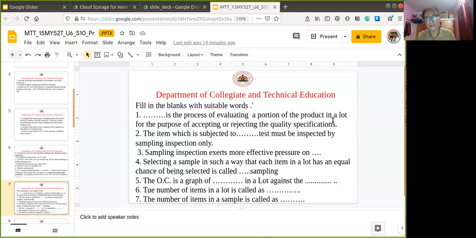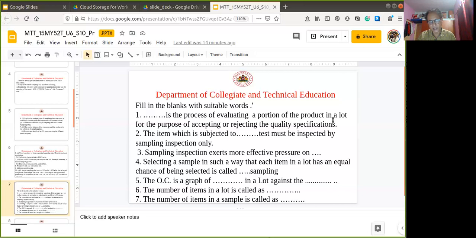So the sampling inspection exerts more effective pressure on quality improvement. It is the quality improvement because of this acceptance sampling. So we can go for the improvement of the product. So quality improvement can be done.